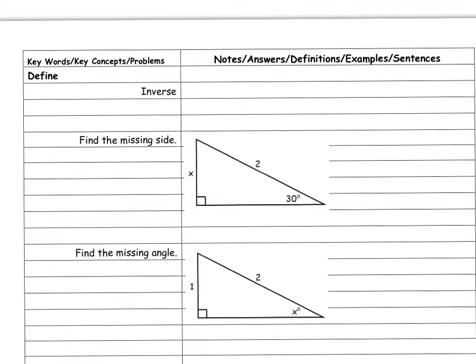Well, the definition of inverse is, an inverse undoes something. Okay, so it undoes something. So the inverse of addition is subtraction, right? Adding undoes subtracting, and vice versa. Subtracting undoes addition. And the inverse of multiplication is division, yes.